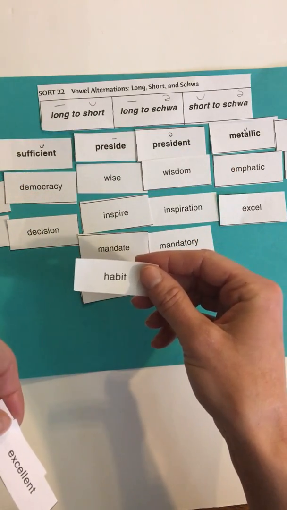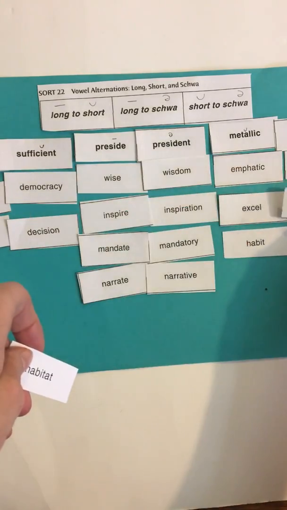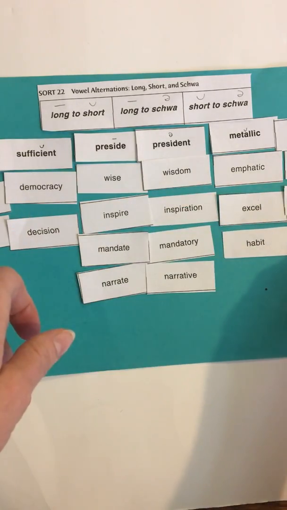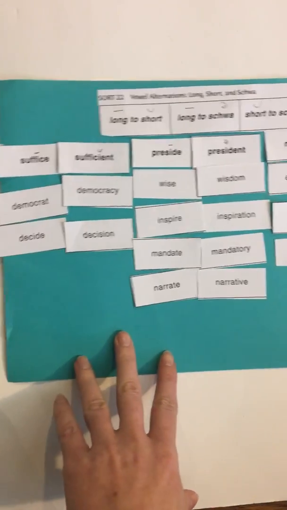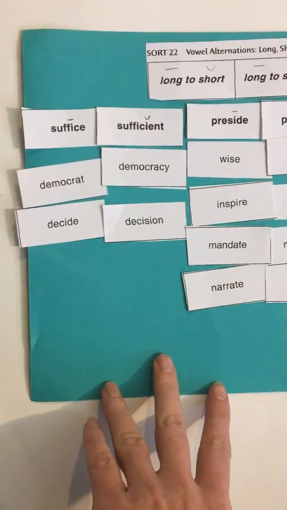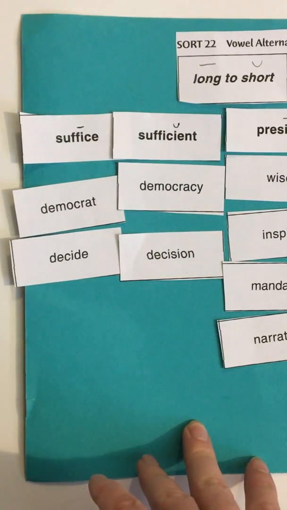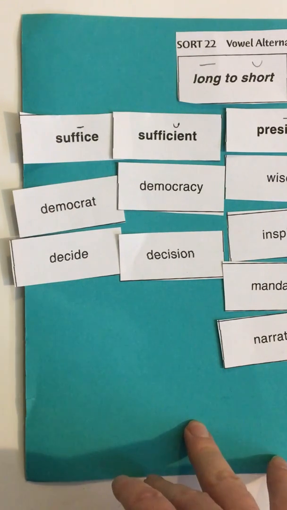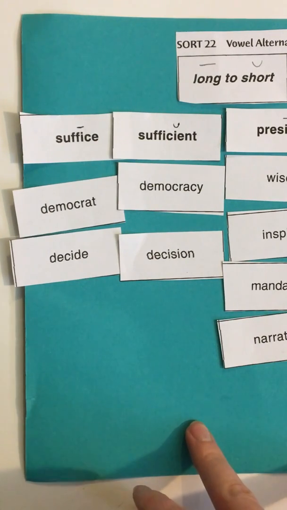Habit, short. Excellent with excel. And habitat with habit. It is a good chance in these sorts to make sure that you learn some vocabulary with these words. When we have these words that are derived from each other, they're going to have similar meanings, and their spellings are similar, even though the sound of them might change.